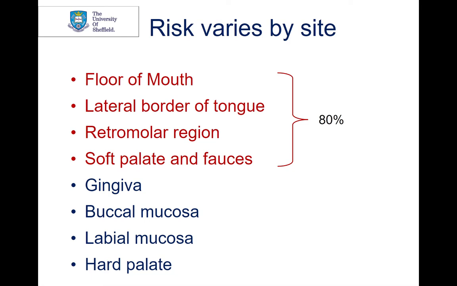And if we can get patients to present a bit earlier, and we are also doing systematic examinations of the oral mucosa, it may be that we will be able to pick up more of these at an early stage. But it is important not to forget the rest of the oral mucosa, the gingiva, the buccal mucosa, the labial mucosa, the hard palate, the dorsum of the tongue. Yes, these are much rarer in terms of the development of oral cancer, but they must still be attended to.